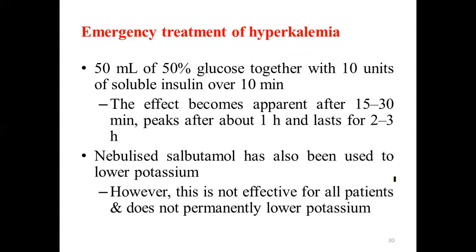The next step is shifting potassium into the cell. As I mentioned before, because cardiac tissues are very sensitive to the electrolyte level in the serum, but not in the tissue, shifting potassium to the intracellular environment is a temporary measure. This can be done with 50 ml of 50% glucose together with 10 units of soluble insulin over 10 minutes. But the question, going back to Laura again: why do we use insulin with glucose in the context of shifting potassium to the intracellular environment? What is the role of glucose?